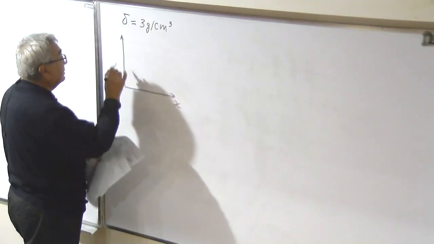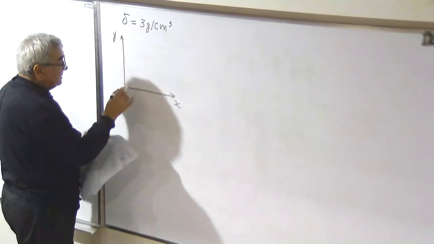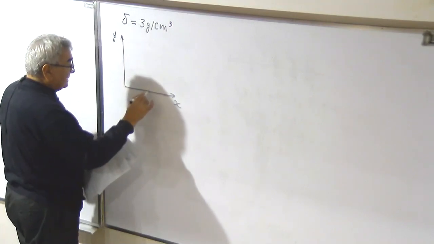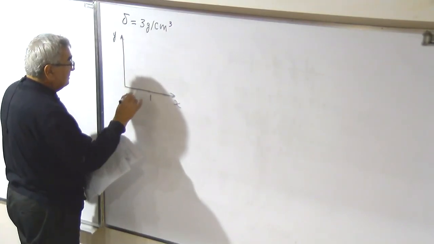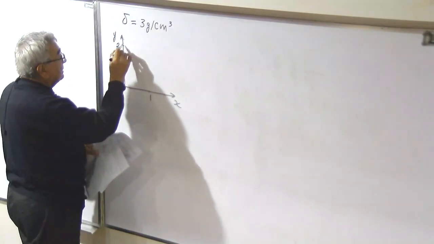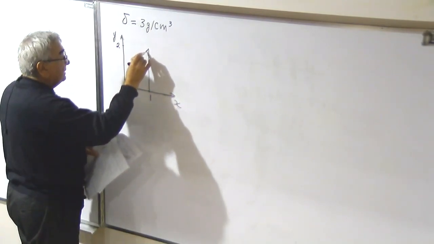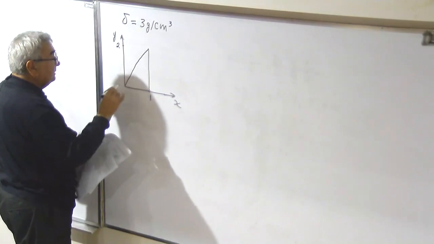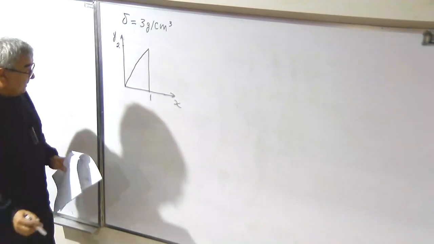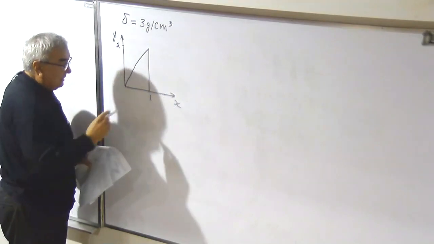This is the x coordinate, here is the y coordinate. One of the vertices coincides with the origin. So we have one side equal to 1 centimeter, the other side equal to 2 centimeter. That means we have the following plate, a right angle triangle, like this. It is necessary to find the moments with respect to this axis and this axis.